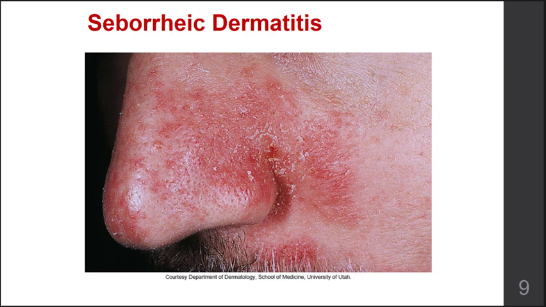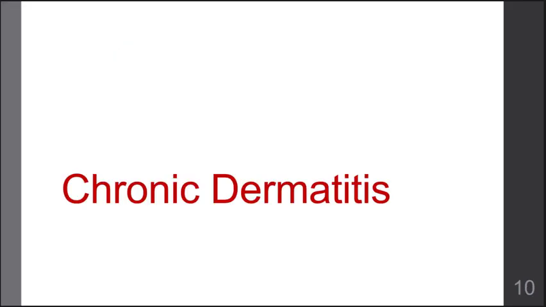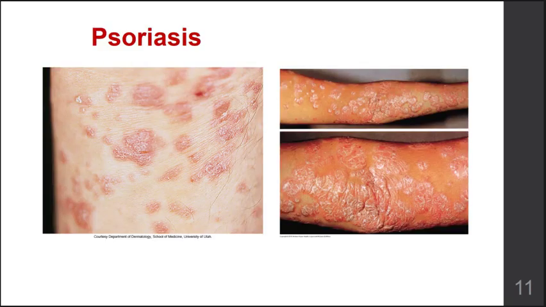Because fungi can be a common cause of this condition, antifungal topical ointments are oftentimes used to help clear it up. So that was all acute dermatitis. Now we'll talk about chronic dermatitis, and this begins as an acute dermatitis, but it doesn't go away, and it remains and remains as a chronic skin condition.